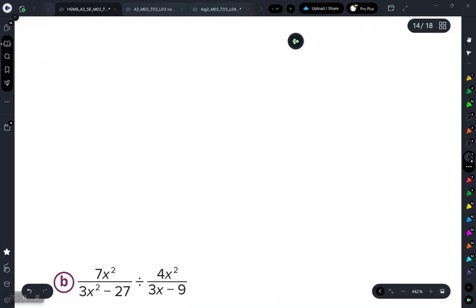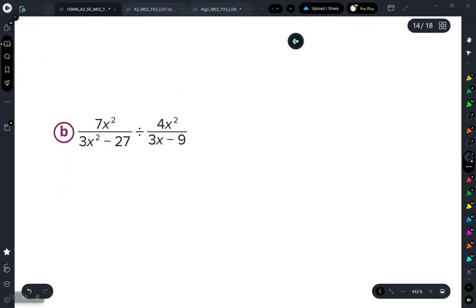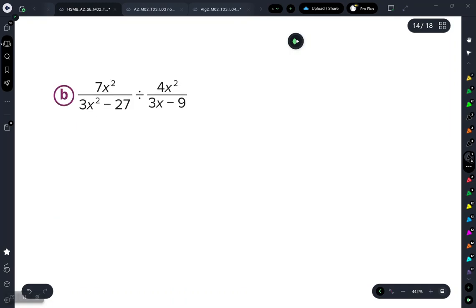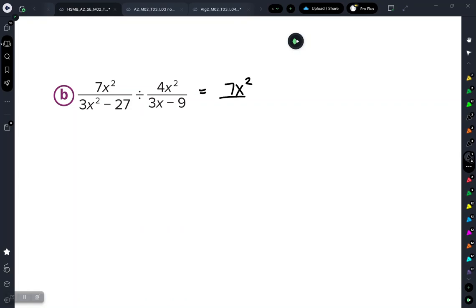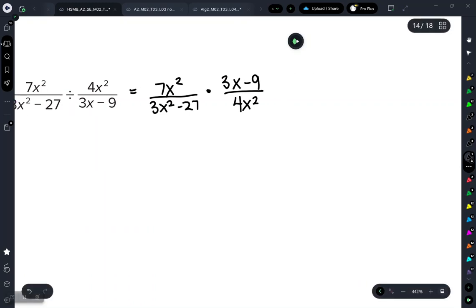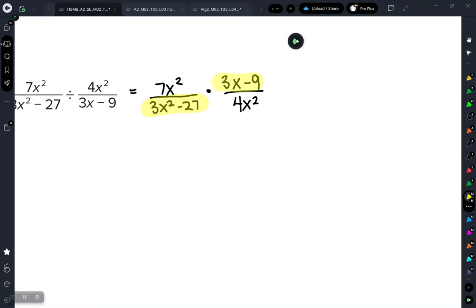Okay, let's look at b. So here we've got something a little bit more complicated, and I can see there's going to be some factoring. So first, I think I'll just do keep, change, flip. Keep the first one the same. Multiply instead of divide, and flip the second one. Then it just becomes a multiplication problem. At this point, I'm going to see if I can factor some things. I see 3x squared minus 27 and 3x minus 9 can be factored.